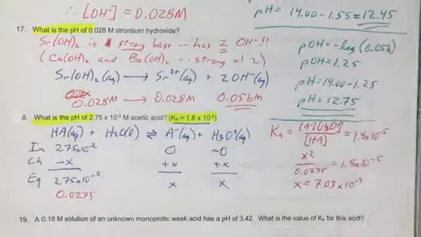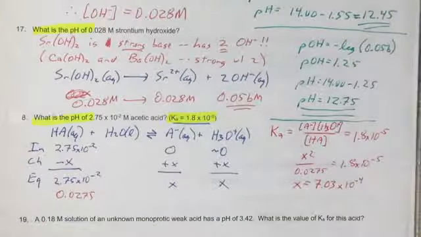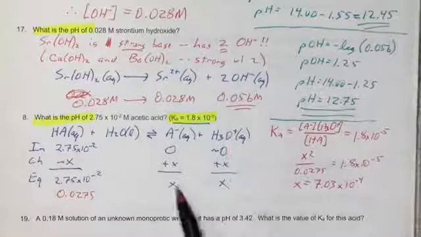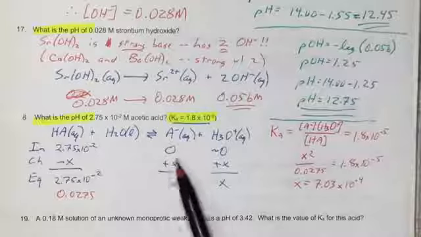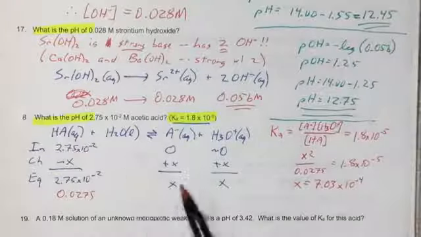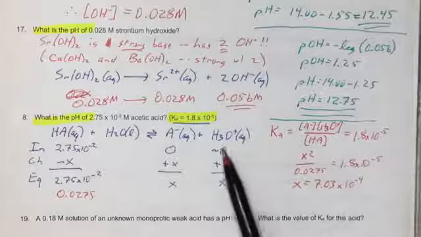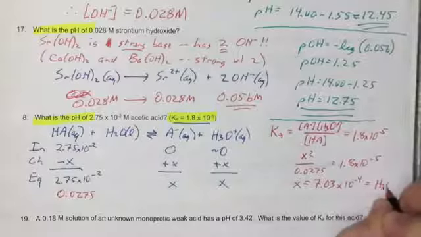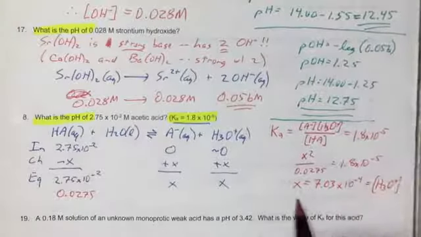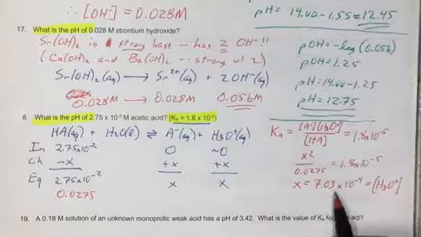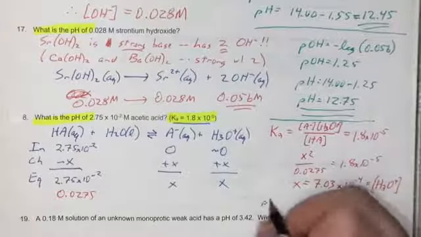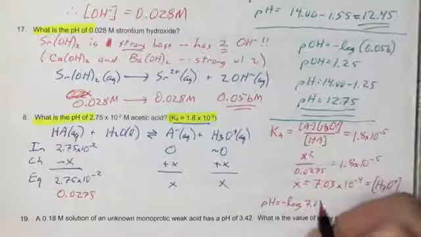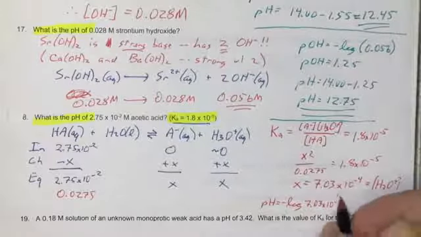Now at this point in an acid-base problem, when I set up the Ka equation, I always ask, what does x represent? And when I go back to this table, x represents the equilibrium concentration of the conjugate base of acetic acid, and x represents the equilibrium concentration of hydronium. This is the concentration of the hydronium cation. And that means that all I have to do to get the pH is to hit the log button. The pH is equal to negative log of 7.03 times 10 to the negative 4.